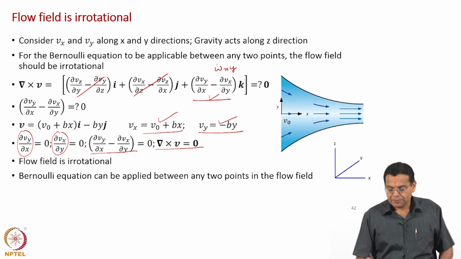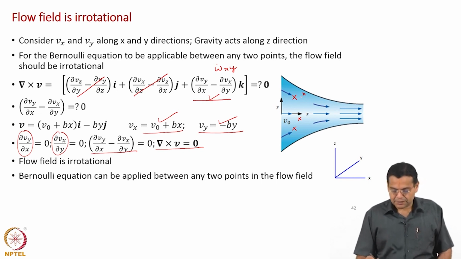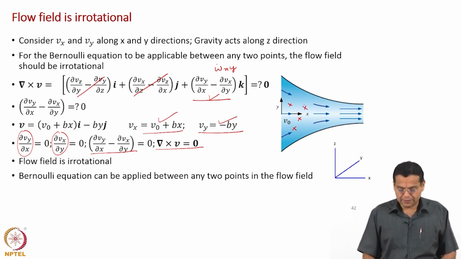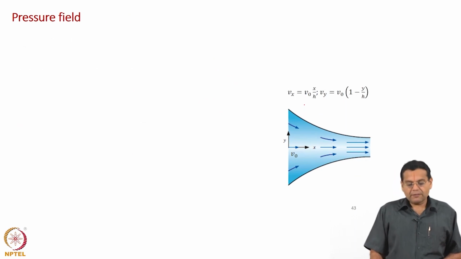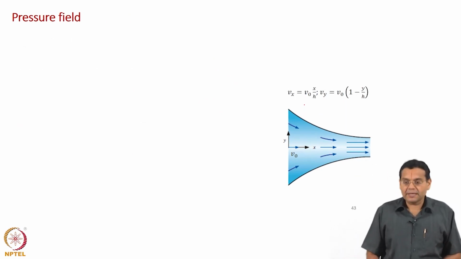What does it mean? You can take any point here, Bernoulli should be valid. Somewhere here should be valid. Of course, we cannot go very near the wall as per the discussion. So, if you take any point here, then Bernoulli's equation should be valid. Now let us evaluate the pressure field. What do we mean by pressure field? How pressure varies as a function of x comma y, that is the idea.